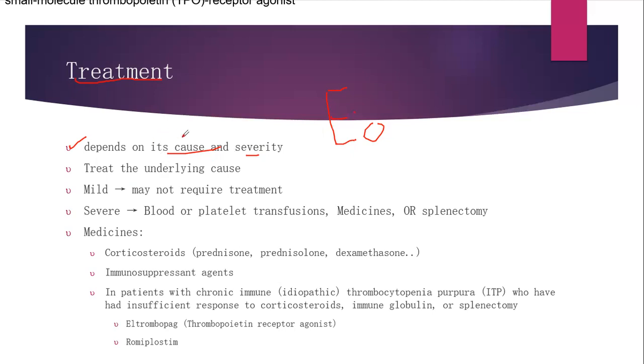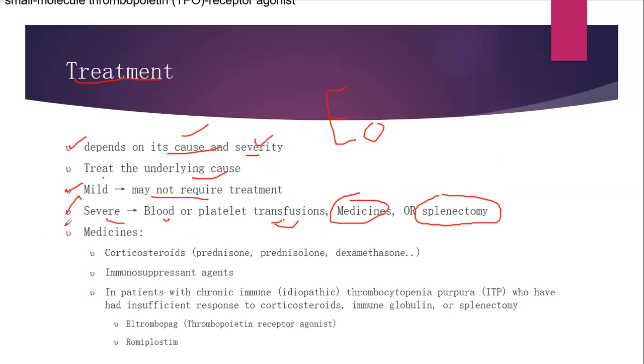So the treatment depends on the cause and the severity of the condition. Treat the underlying cause first of all. If there is mild thrombocytopenia, it doesn't require proper treatment, while if the condition is quite severe, we can do a blood or platelet transfusion. That is the first choice, and the second would be using some medication, especially for autoimmune cases, the steroids. And in the last resort, if the condition is quite severe, we can do a splenectomy. We can even remove the spleen. So these are the different approaches to treat thrombocytopenia.